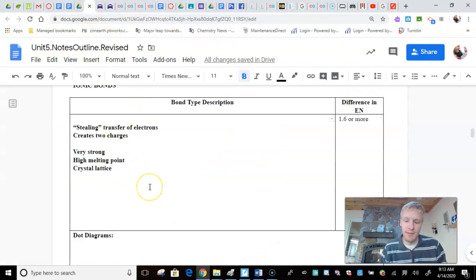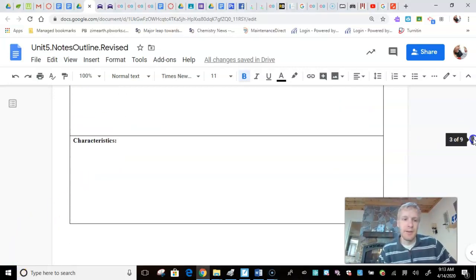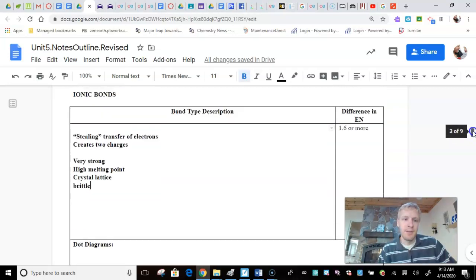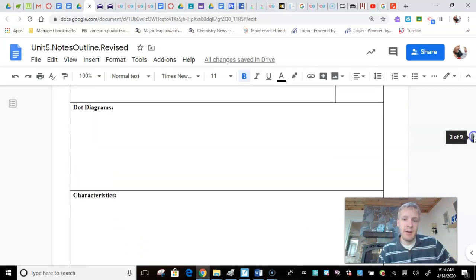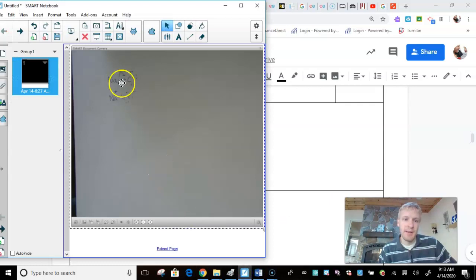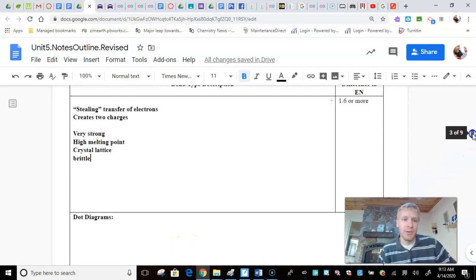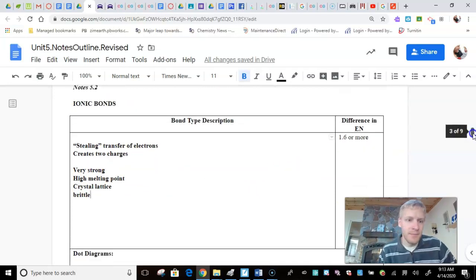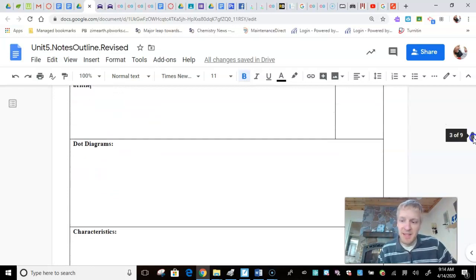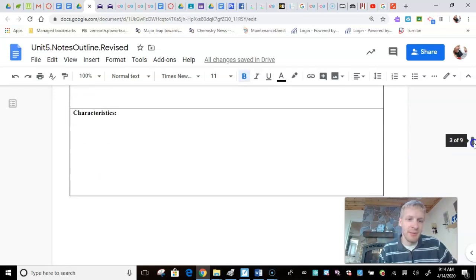The energy in a bond creates a high melting point, high boiling point, very brittle compound. Did we write brittle yet? No. Brittle. Alright, moving down. We got dot diagram. I already showed you the dot diagram in this, or sodium chloride. Characteristics, I think that's where I was supposed to write all of this. This is kind of a big box for a little definition there, but maybe you write big, so thinking for everybody.